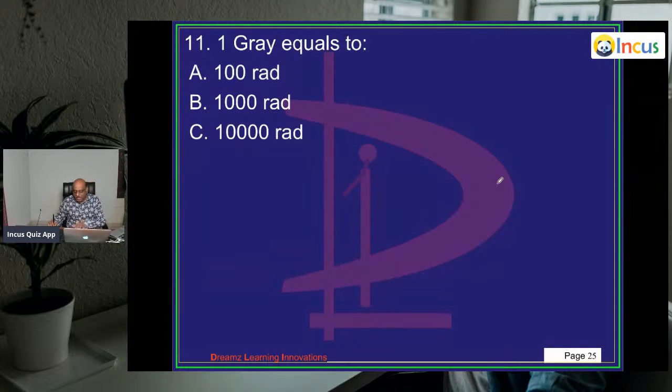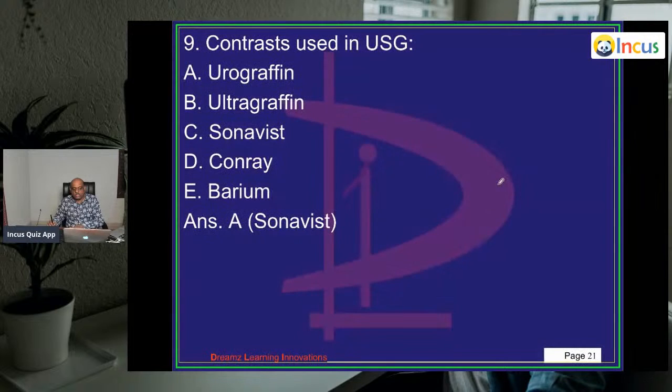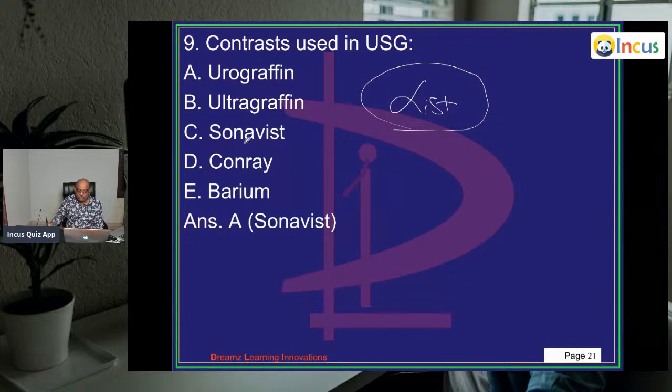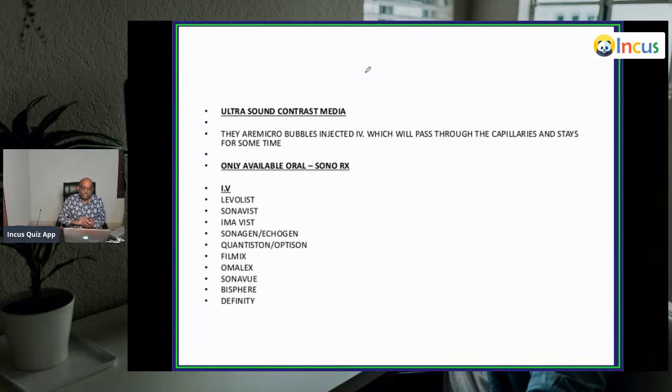What is the contrast which you use in ultrasound? There's a list to remember. There is no other way than to remember that list. So sonovist is the one which is used in ultrasound. So what are the various contrasts? And the list that you need to remember is very important.